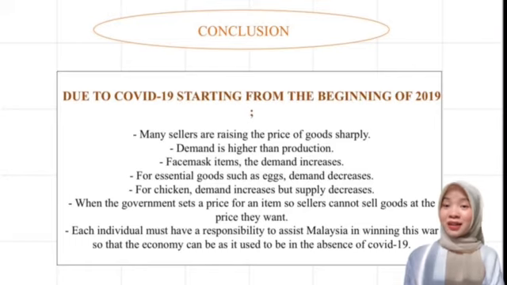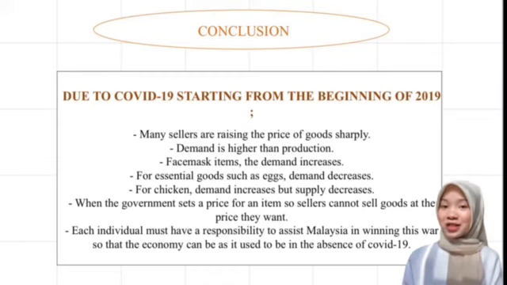Among them are eggs, chicken, and face masks. For face mask items, the demand increased because all Malaysians are required to wear masks, until there is a shortage in quantity. For essential goods such as eggs, demand decreased because the price of eggs is too expensive, so the people cannot afford to buy. As for chicken, demand increased but supply decreased because there are some individuals who cannot supply in a short time.